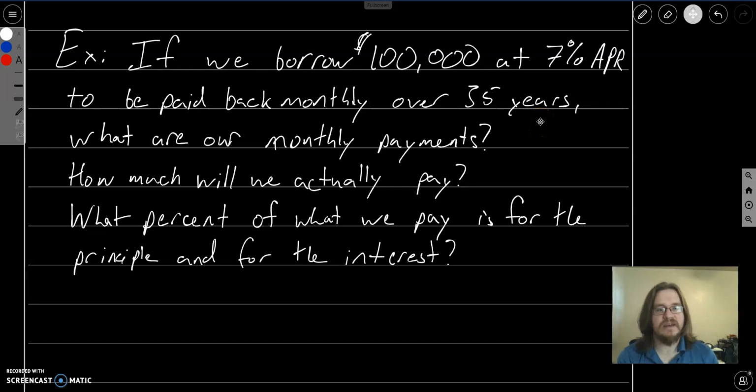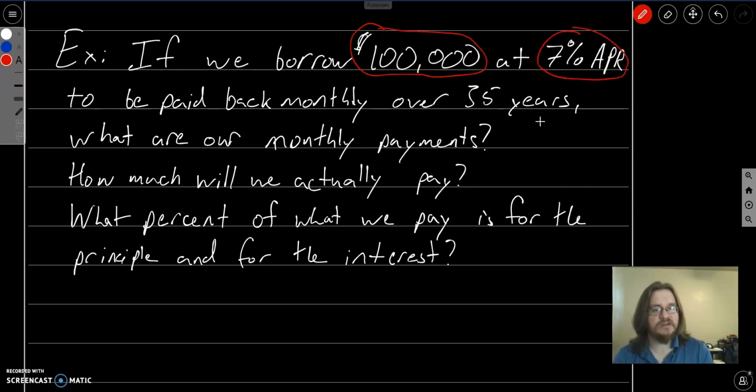Hello and welcome back. Let's do one more example of calculating some loan payments. So here we're going to borrow $100,000 at 7% interest rate, 7% APR, and it's going to be paid back monthly over 35 years. So unlike the previous question, we have a lower interest rate, but we're going to be paying it back over a longer period of time. We're also borrowing more money.